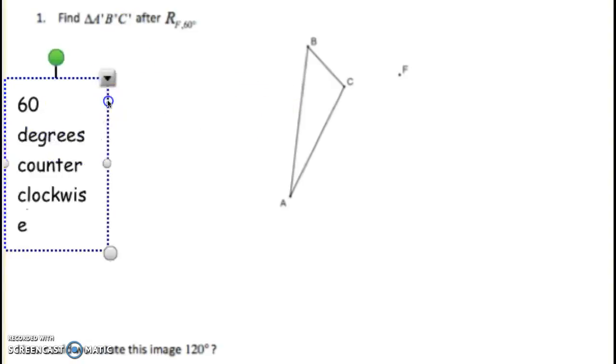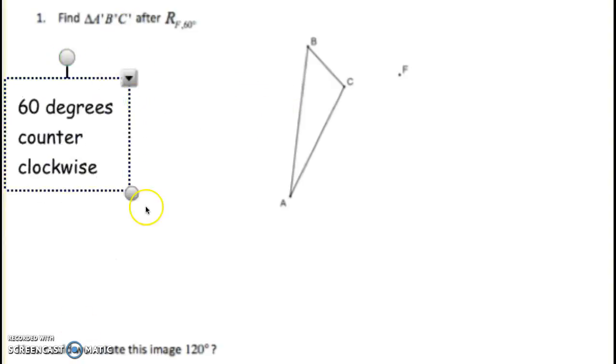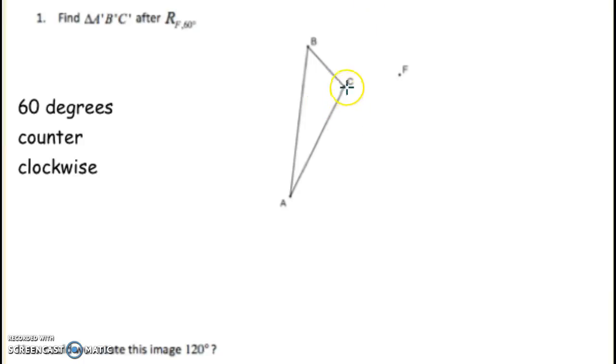So 60 degrees counterclockwise. So we're going to use what we just learned here, and we're going to rotate a point and then see what else we need to rotate. So I'm going to start by connecting one of my pre-image points to the center of rotation. So I'm going to start with C here. So I'm going to connect C to F. And what I want to do here is copy that 60-degree angle that I just made to this.